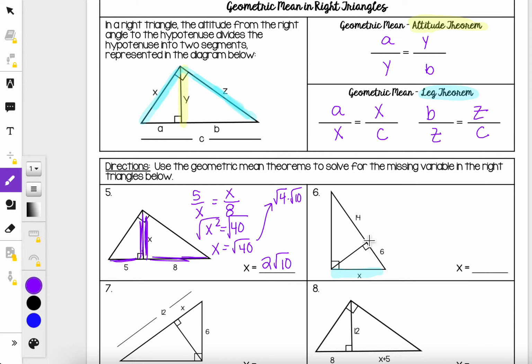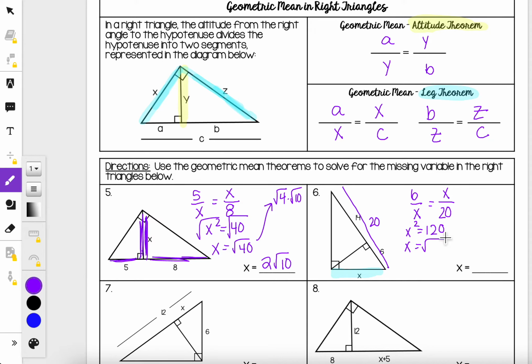So I have this piece of my hypotenuse over the leg equals the leg over the whole hypotenuse. This whole hypotenuse here is 14 plus 6, which is 20. When I set up my proportion, I'm going to have parts of my hypotenuse, so 6 over x equals x over the whole hypotenuse, which is 20. Cross multiply, and I'm going to have x squared equals 120.